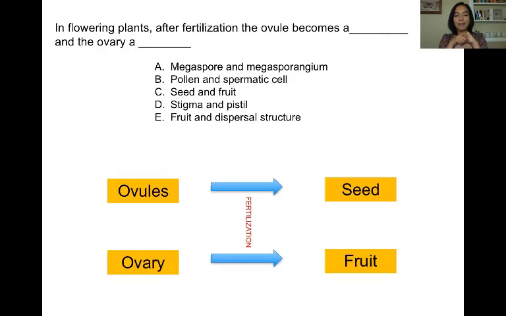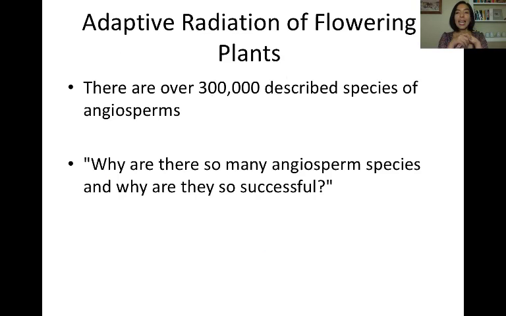This is what happens. Ovules become seeds and ovaries become fruits. Flowering plants are an example of adaptive radiation. So during their evolution in the Cretaceous, early on, they developed these strategies that I have explained, and that led to the diversification of this lineage. Currently, we have more than 300,000 species described of angiosperms alone.